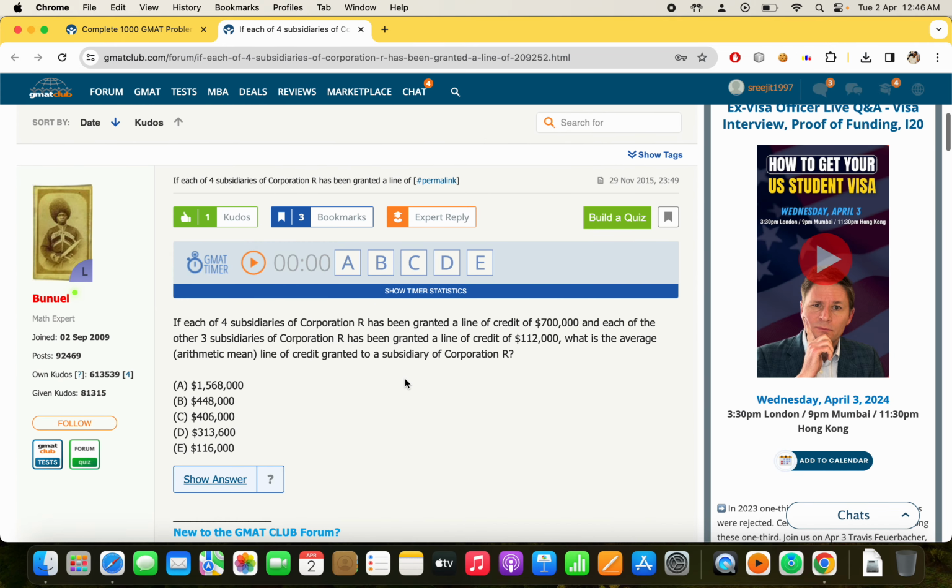Let's see. If each of the four subsidiaries of Corporation R has been granted a line of credit of some dollars and each of the other three subsidiaries has been granted another amount, what is the average line of credit? Okay, each of four of them has been given some credit, another three has been given some credit. What is the average line of credit in a corporation?